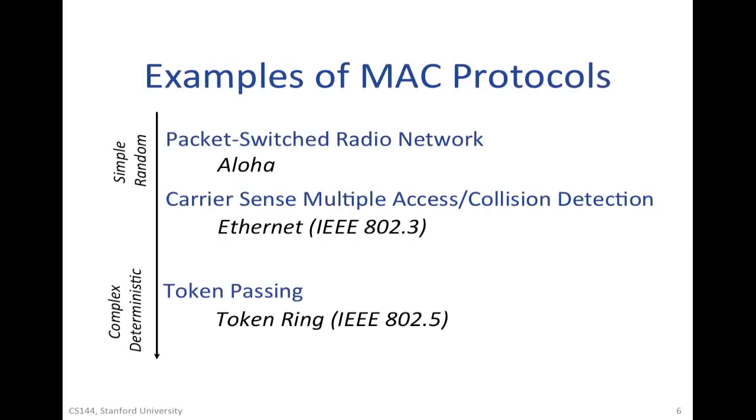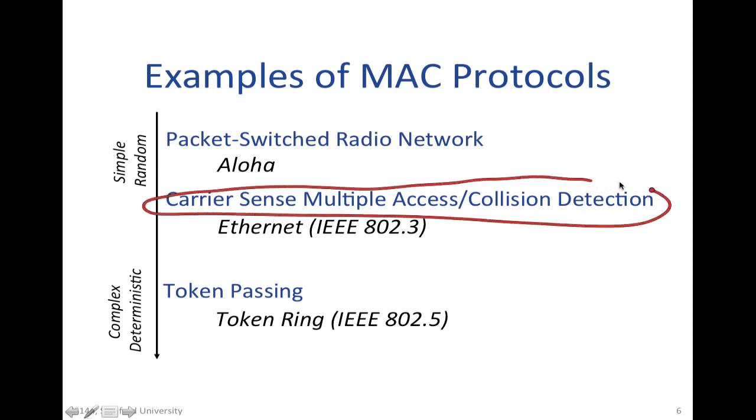Let's take a look at some examples of medium access control protocols. There have actually been dozens or hundreds of them described, published, and invented over the years, and many of them were standardized. But because many of them have gone out of fashion, I'm really going to be focusing on just one, Ethernet, or Carrier Sense Multiple Access with Collision Detection, CSMA CD. That's the one we're going to be focusing on, but I just want to set it into context a little bit. So there are MAC protocols which are simple and random, the simplest of which is something called Aloha that I will describe in a moment.